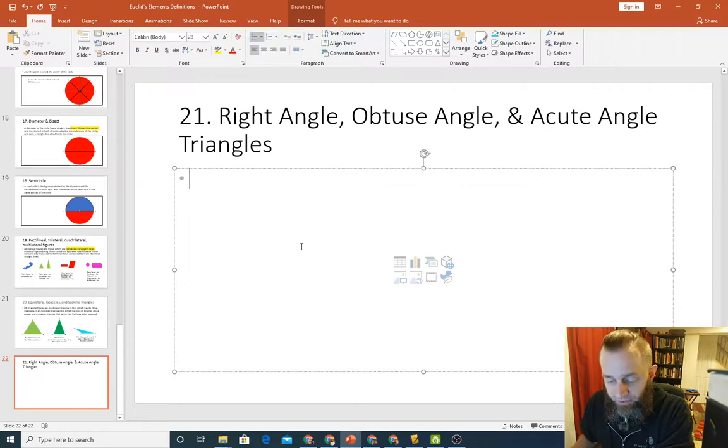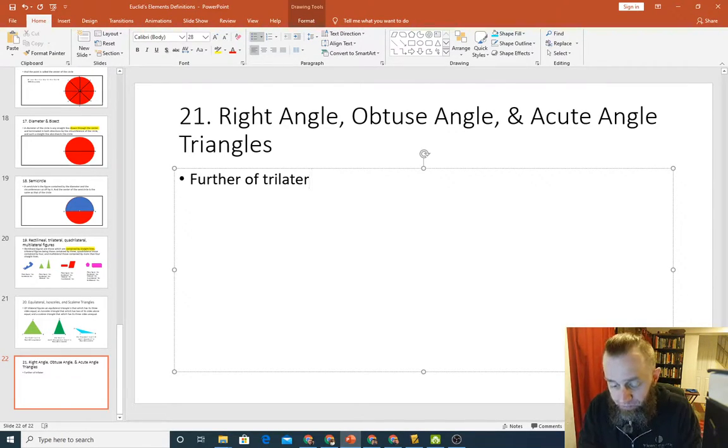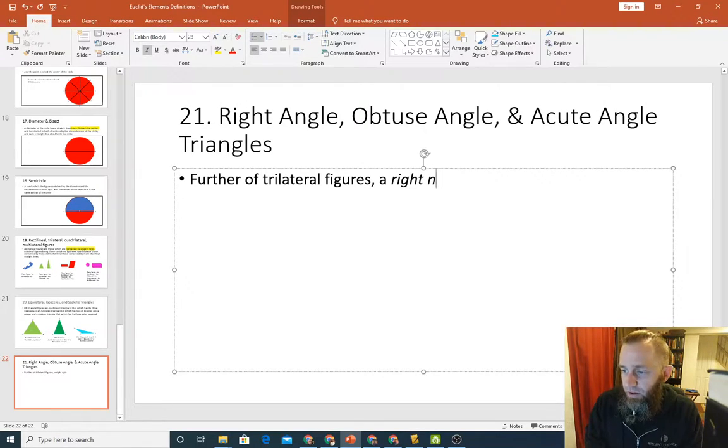So how does Euclid define these? Okay, so he says further, following on from definition 20, of trilateral figures. Now remember that we talked about trilaterals and all the rest of that. Of trilateral figures, a right angle, I cannot type today. A right angle triangle is that which has a right angle.